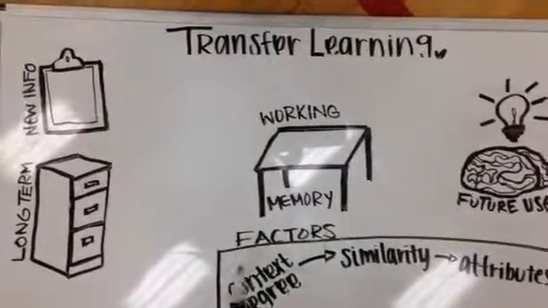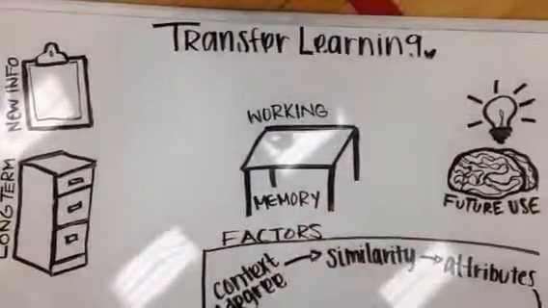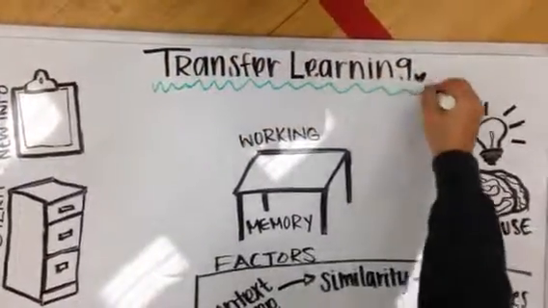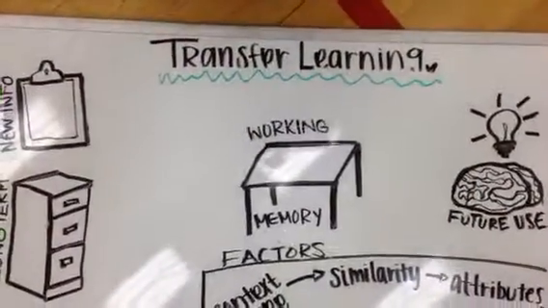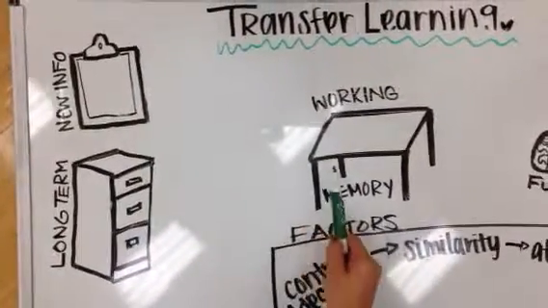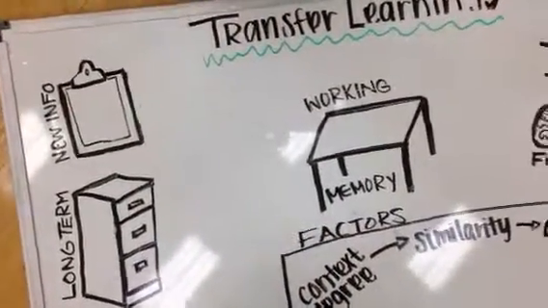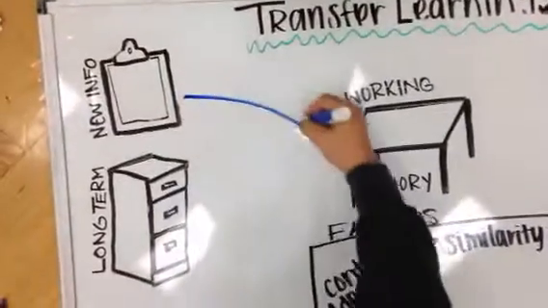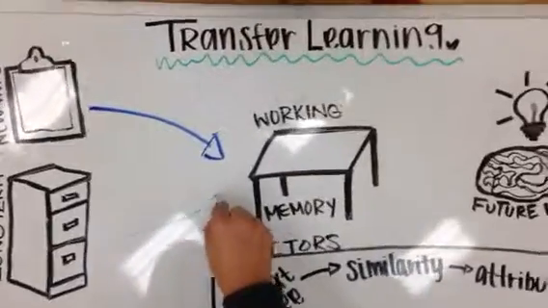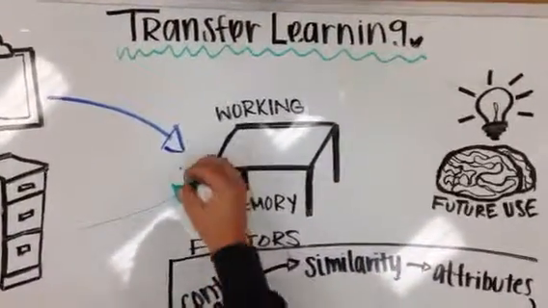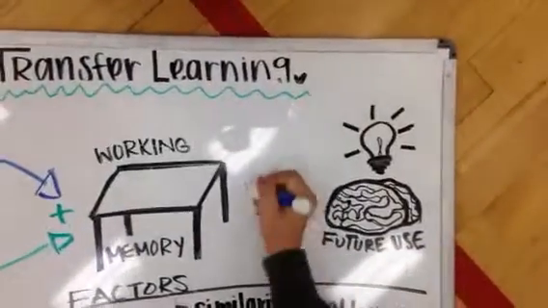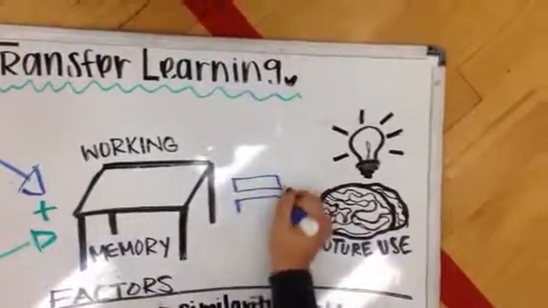Okay, this is our transfer learning model. Transfer during learning is how what we've learned in the past helps us process new information that we take in. So the new information and the old information come together in our working memory, and that combined learning we use in the future.